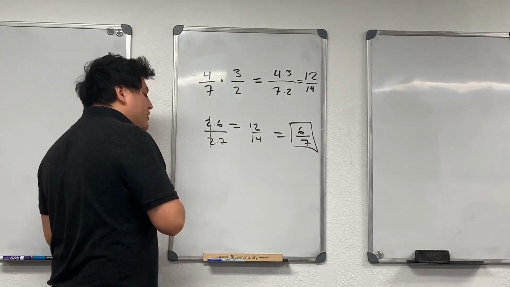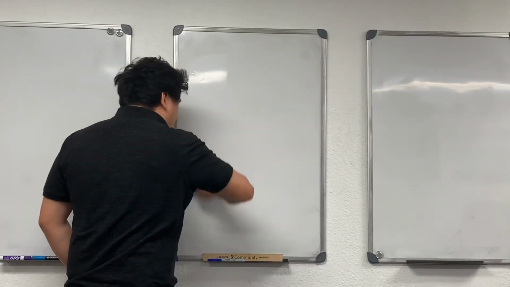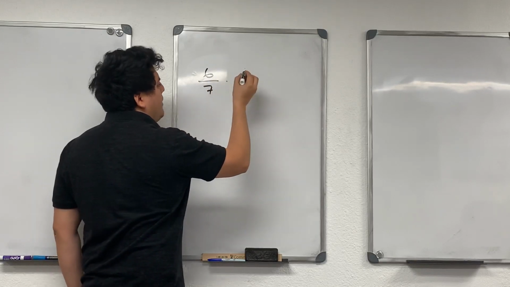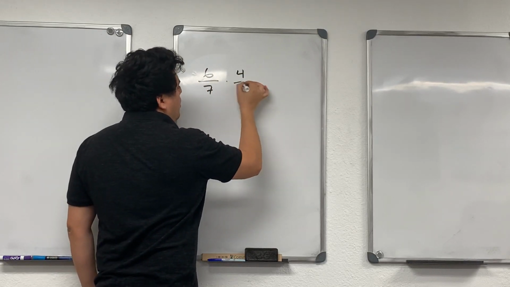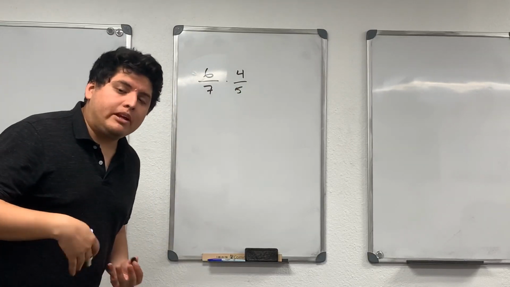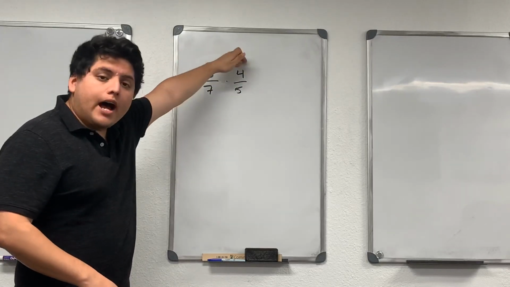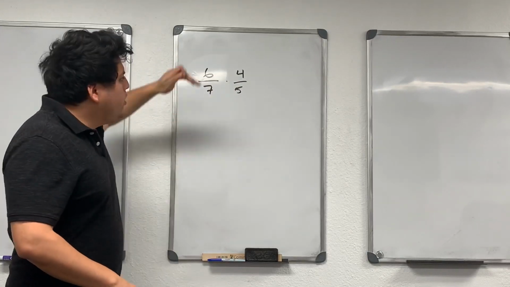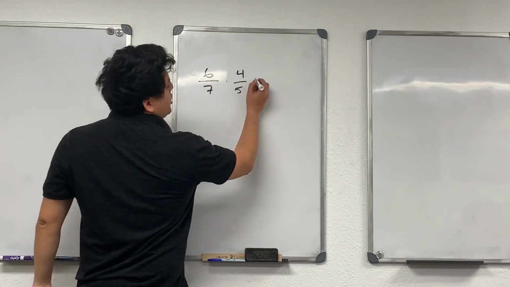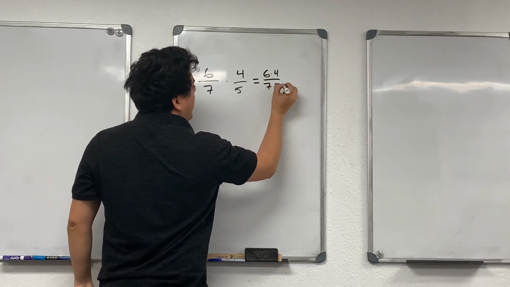Now let's take a look at a different example. Let's say that we have the fraction 6 over 7 times 4 over 5. We said that whenever you're multiplying fractions, you want to multiply straight across. The top with the top, the bottom with the bottom. Numerator times numerator, denominator times denominator. So your solution is going to look like 6 times 4 divided by 7 times 5.